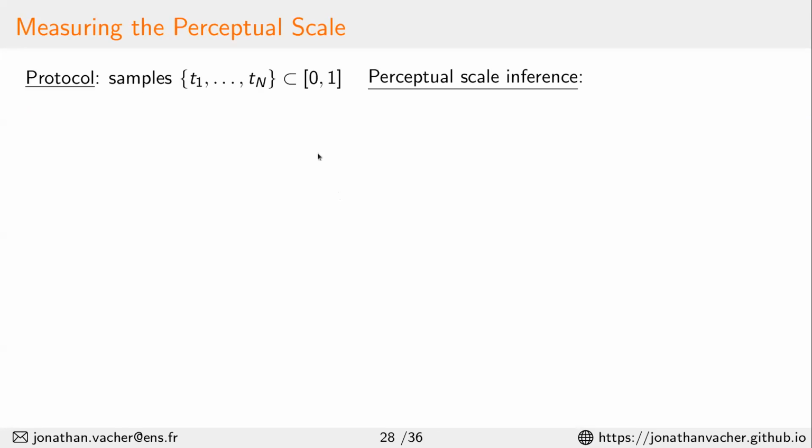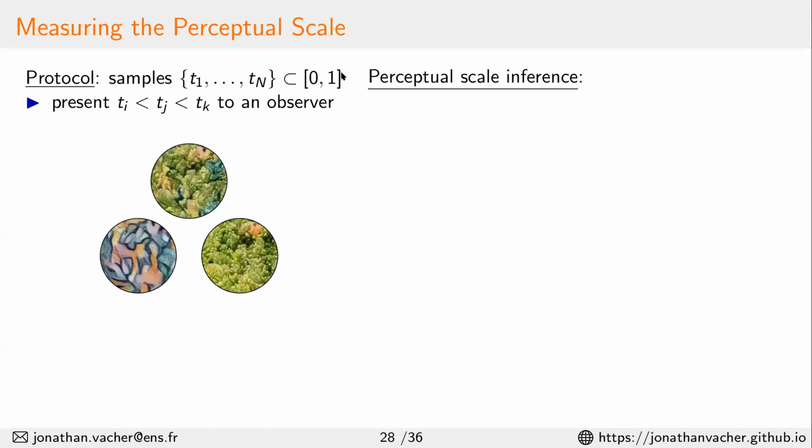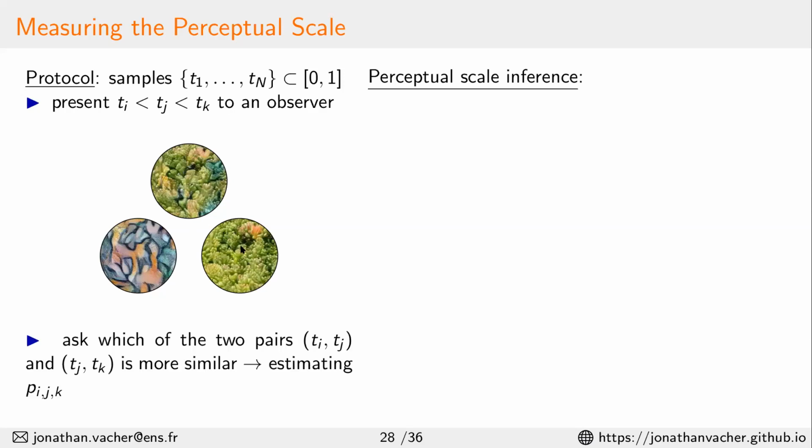So the protocol to do that. Here the physical parameter is the interpolation weight between two textures. So we sample them equally between 0 and 1. And you will present three different stimuli ordered like this. The task is to say which of the two bottom stimuli is more similar to the top stimulus. So here you will answer this is the right stimulus. And so with this triplet, you are estimating a probability P_ijk that one of the two bottom stimuli is closer to the top stimulus.